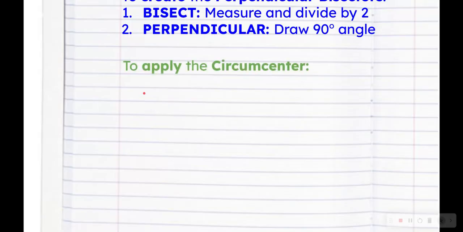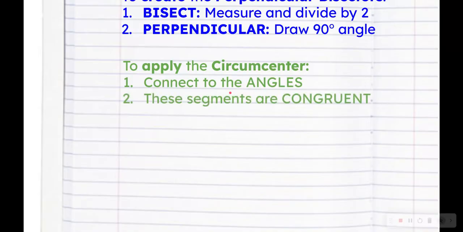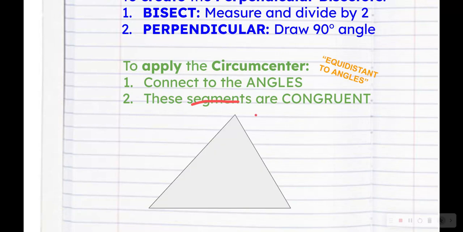Okay. So to apply the circumcenter, we don't have to be on a graph. We can do some basic math with it, because we remember that if I connect my angles to the circumcenter, these segments are going to be congruent because they're equidistant. Even if there aren't any segments, I'm going to draw the segments and they're going to be congruent. So here's an example. I'm just going to kind of estimate. That would be the midpoint. So my circumcenter is like around here. So M is the midpoint of the side. C is the circumcenter of the triangle.